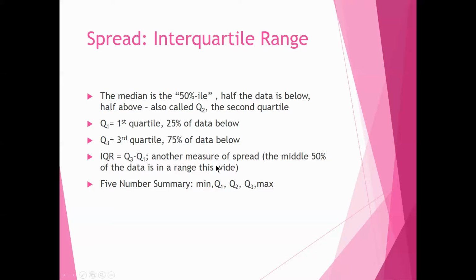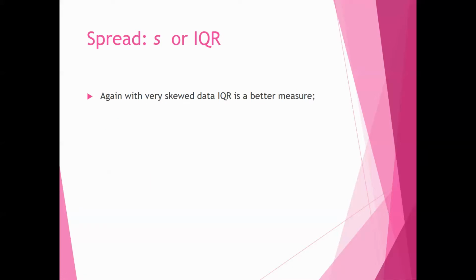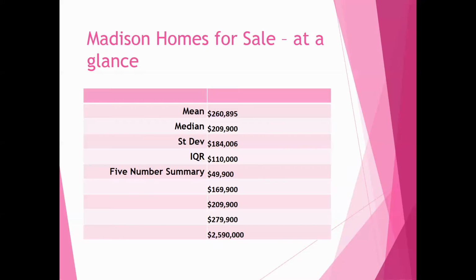And then the 5-number summary is the smallest number in the data set, the Q1, the Q2, the Q3, and the max. And loosely speaking, a box plot is just a picture of this 5-number summary, except for outliers. Again, with very skewed data, the IQR, the interquartile range, is usually a better measure.